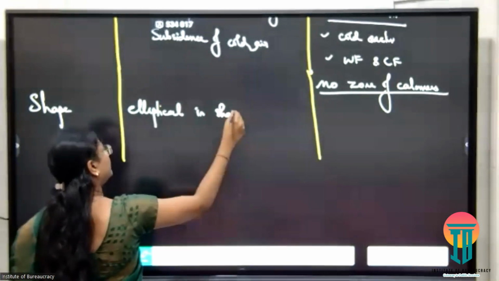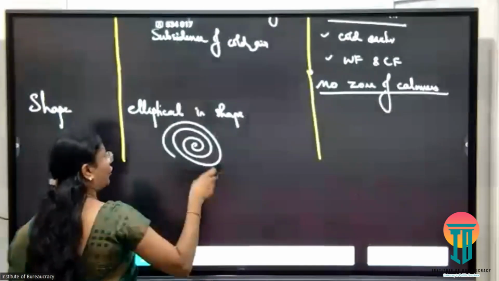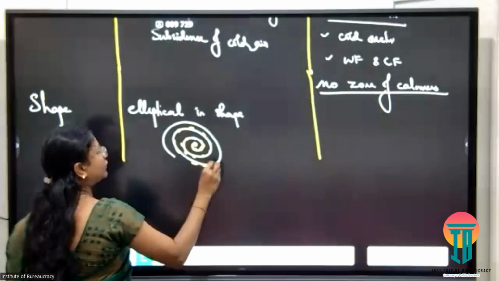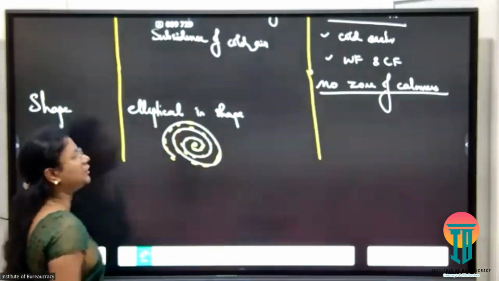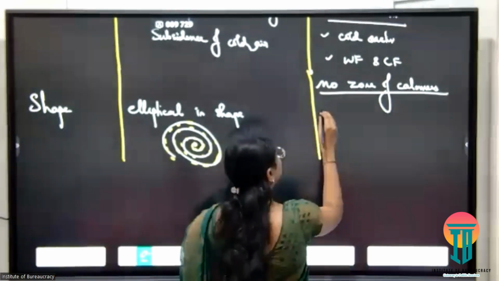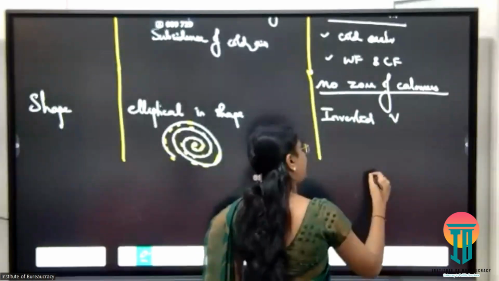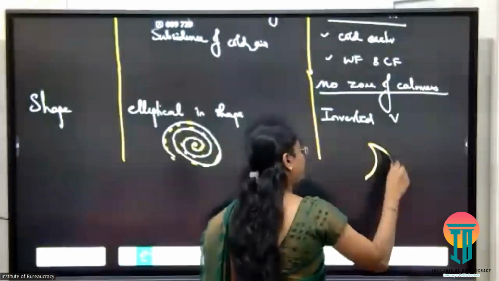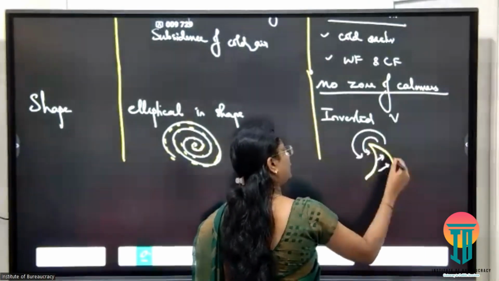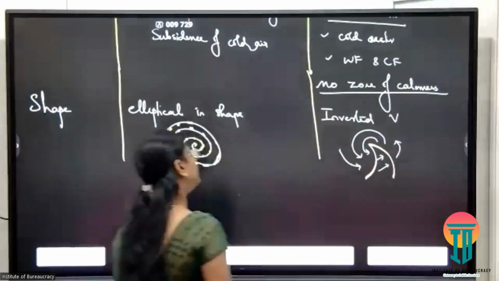Elliptical in shape. இந்த மாதிரி இருக்கும் cyclone. இது எல்லாமே clouds, வெள்ளை கலர் clouds, வட்டமா ஸ்பைரலா இப்படி சுத்திட்டு இருக்கிற மாதிரியான appearance. And what about them? The shape, it appears in the form of an inverted V. Inverted V characterized by wind movements. Okay, so inverted V.